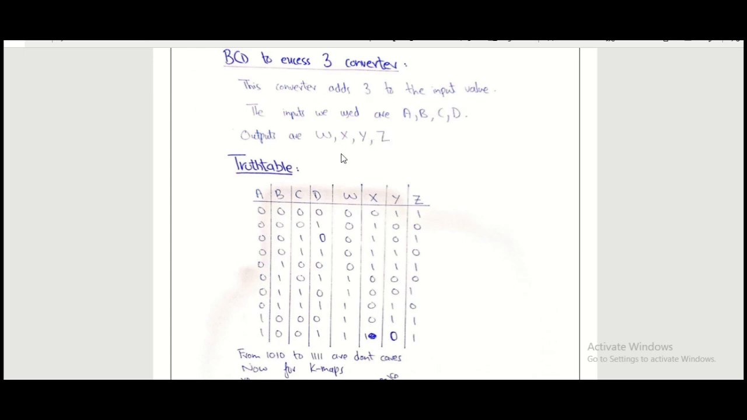The input for BCD is shown here as ABCD and the outputs are W, X, Y and Z. As you can see, when the input is 0, the output is 0 plus 3 equals 3. So in this way we will add 3 to each input value. And our don't cares are from 1010 to 1111.